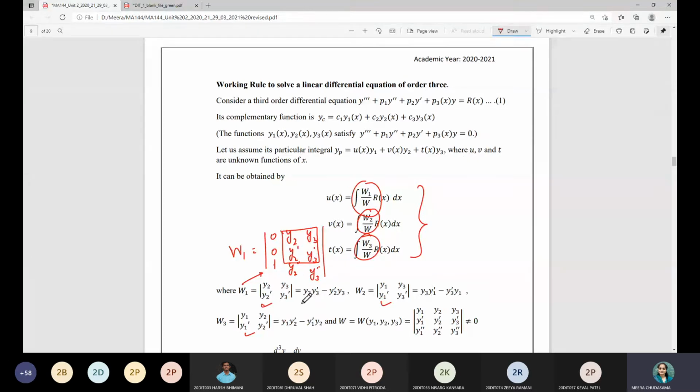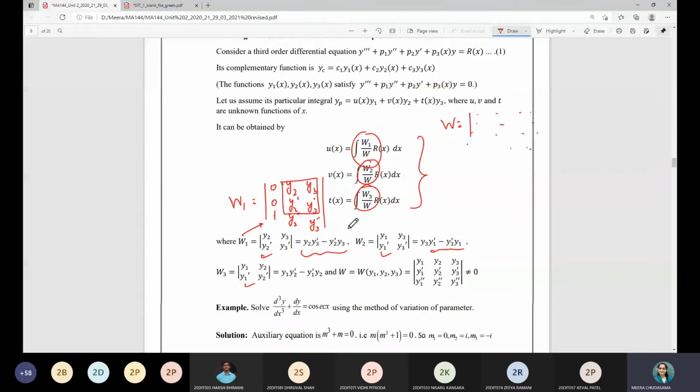So instead of memorizing all this, it is better that you remember that Wi corresponds to the ith column replaced by 0, 0, 0, 1. The Wronskian you will always remember: it is y1, y2, yn, and further rows will be further derivatives one by one. So let us see the example based on this third order derivative, right?